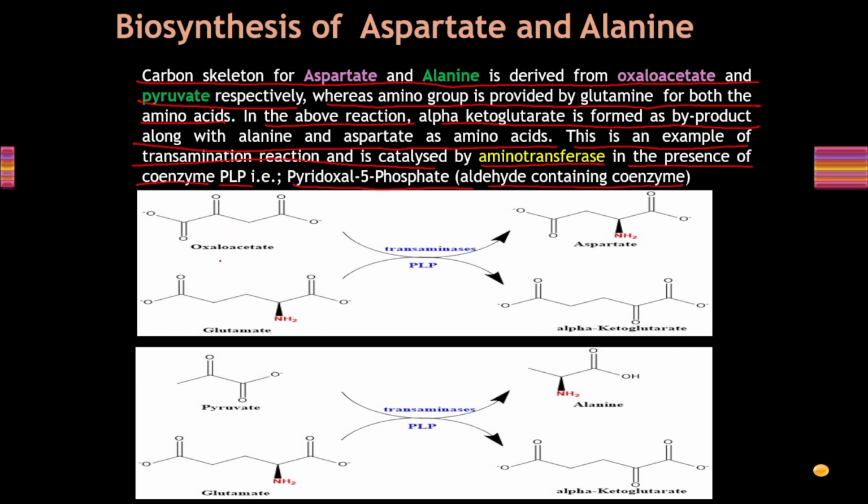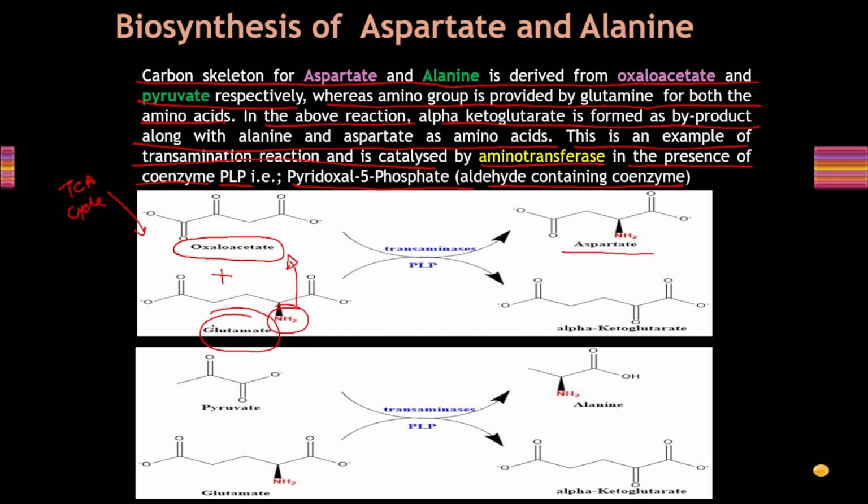So what you have is oxaloacetate, which you get from the TCA cycle, right? And this oxaloacetate is going to react with glutamate, and then there will be a transamination reaction. The amino group is transferred onto the oxaloacetate, and as a result it forms aspartate.